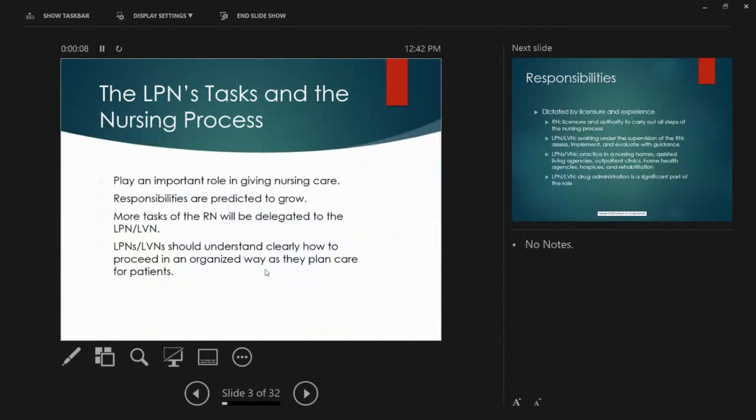LPNs play a very important role in the nursing process with drug administration. The need for a well-educated LPN workforce is predicted to grow even faster than the average rate for all other occupations right now.